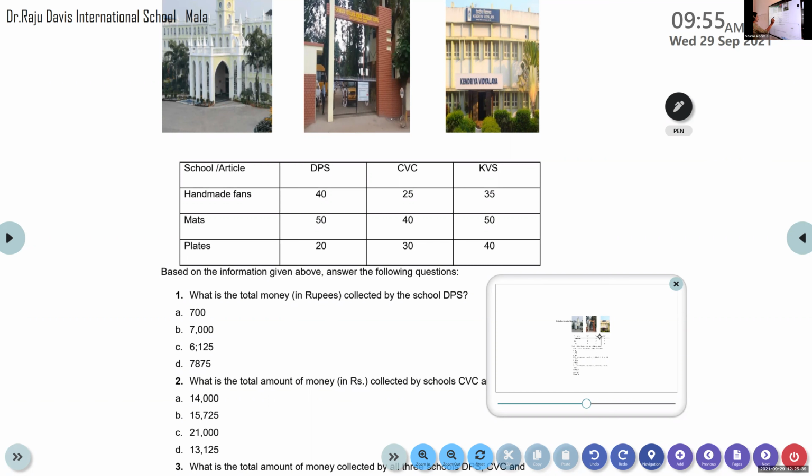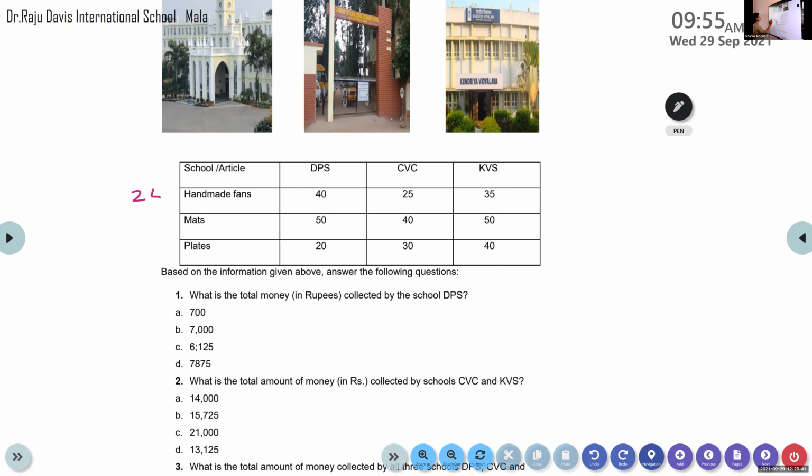For handmade fan, it is rupees 25, mat it is 100, and plate is rupees 50, isn't it? Now, what is asked in the first one? What is the total money collected by the school DPS? How do you do this? You can multiply it easily, isn't it? 40 into 25 plus 50 into 100 plus 20 into 50. Multiply this and check your answer.